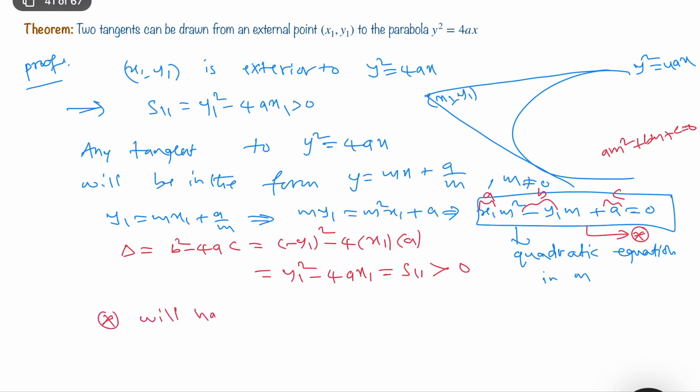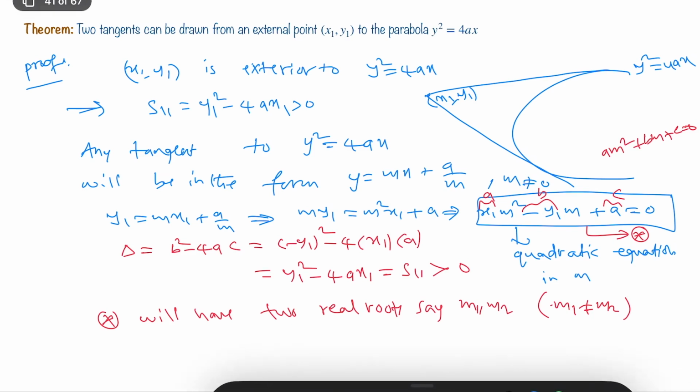Two real roots, say m1, m2. Here m1 is not equal to m2. So for m1 we have one tangent which is passing through x1, y1, and for m2 there is another tangent which is passing through x1, y1. So we have two tangents from x1, y1 to the parabola y square equal to 4ax.